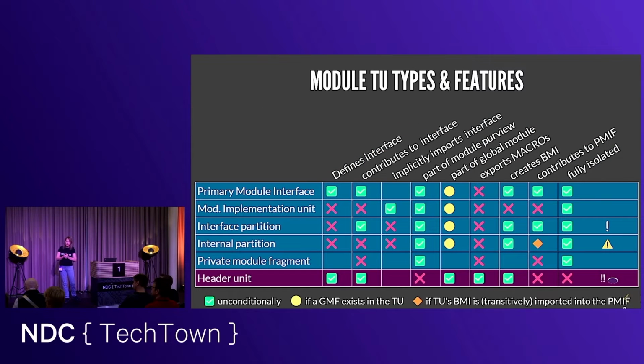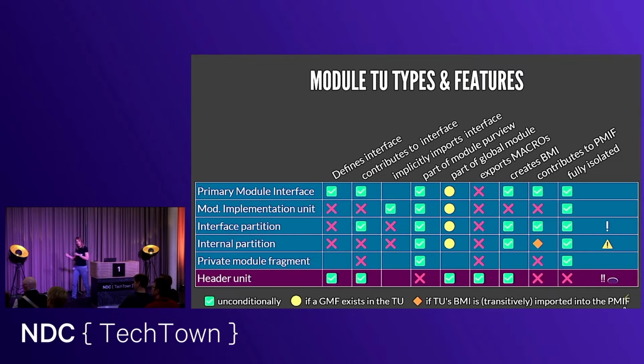In the specification of modules, we have a zoo of translation unit types that you can use. I don't go into any details here. We have seen the primary module interface so far and the module implementation unit, but we also have interface partitions, internal partitions, and the so-called private module fragment, and each of them has different properties that you can choose from if you want to build a named module.